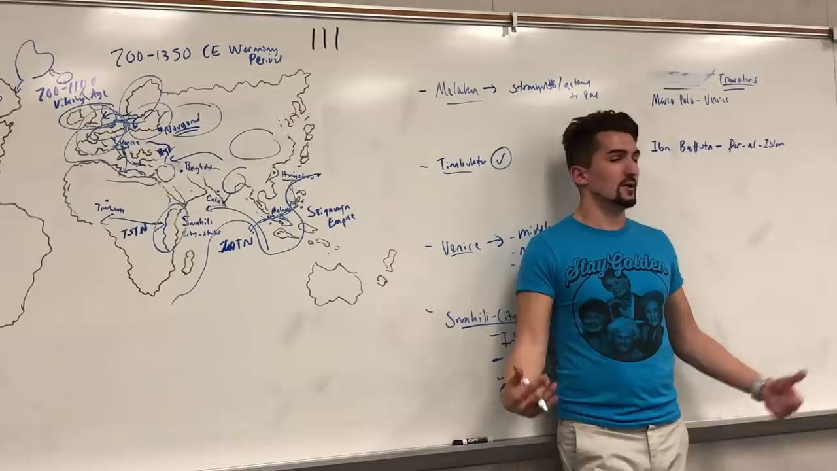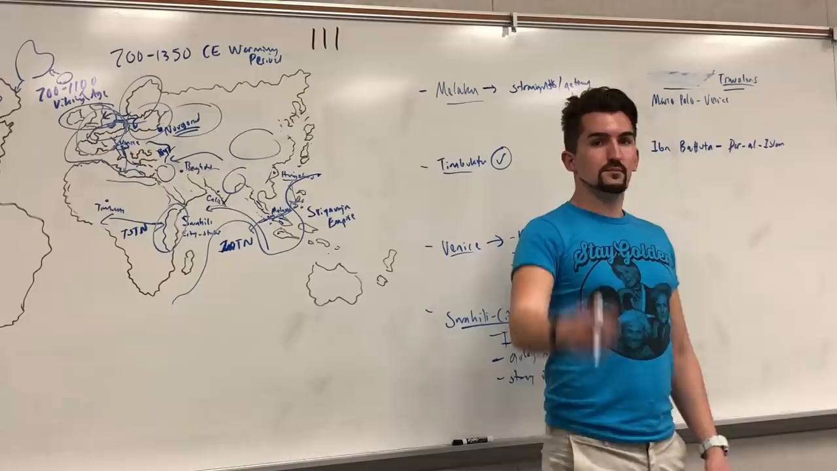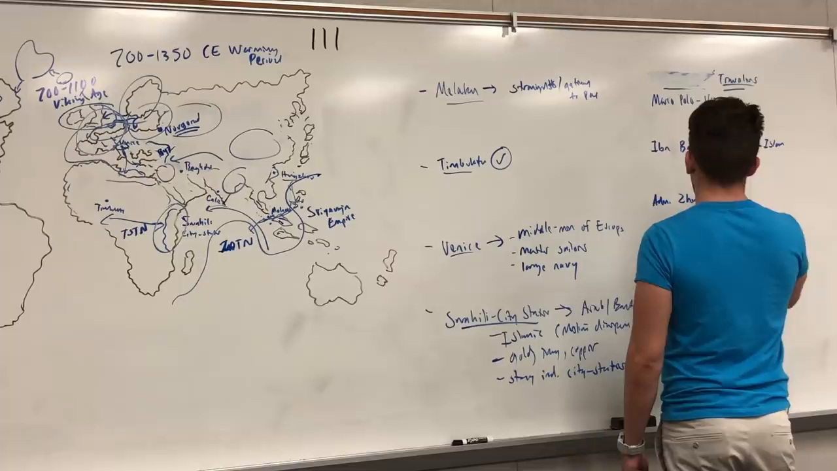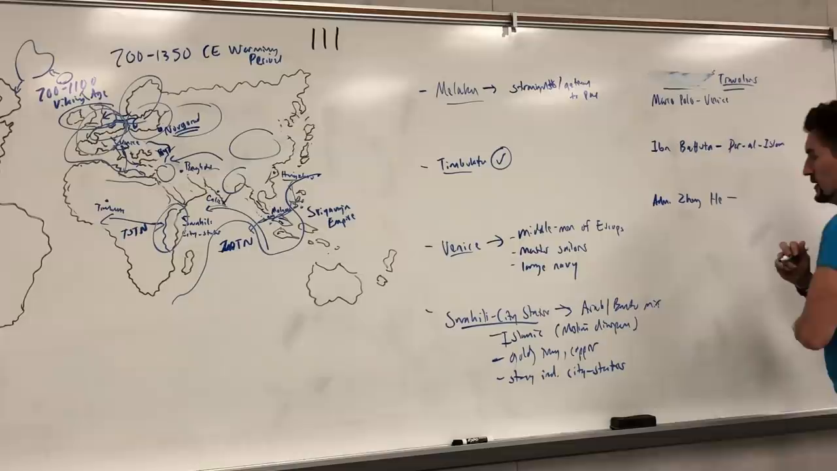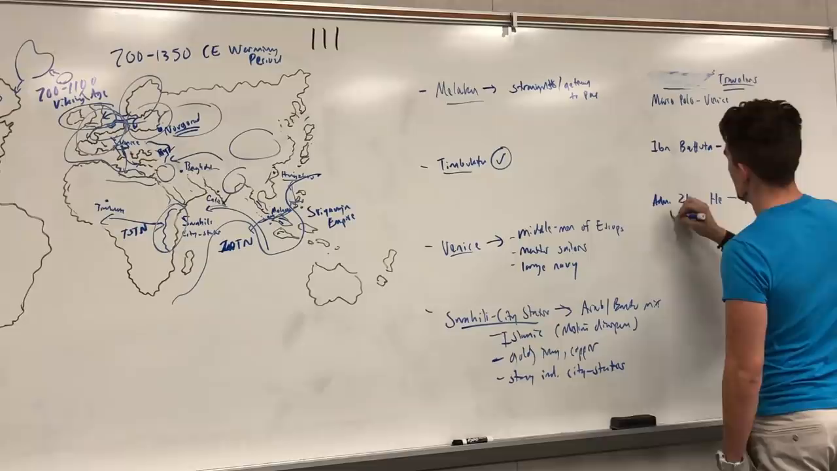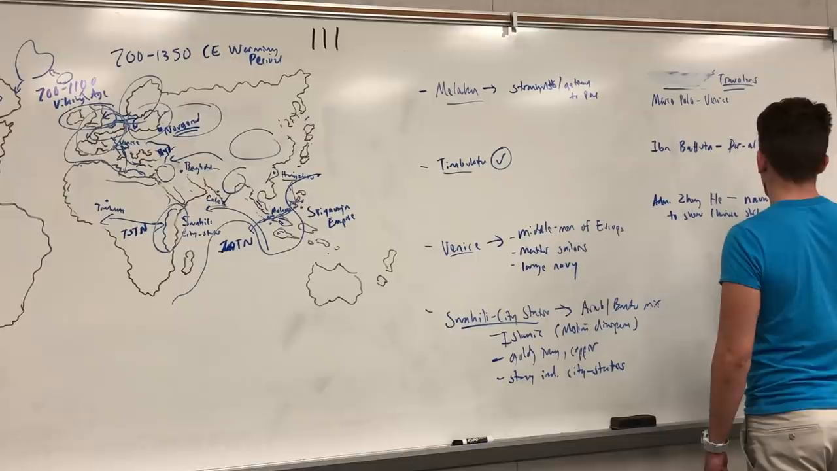Remember who that was? Admiral Zheng He, correct. Admiral Zheng He. So that's what they're doing, basically. So he's a naval admiral to show Chinese strength and power, and also to collect exotic things and animals.